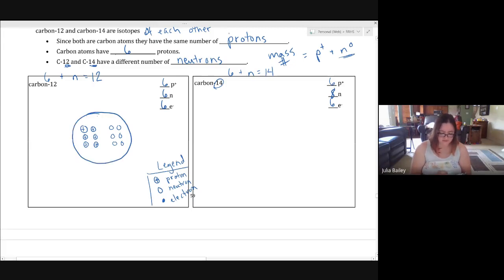Remember, your electrons on the first ring can only hold 2. The second ring can hold up to 8. We're only trying to get to 6 total. So that's 1, 2, 3, 4, 5, 6.